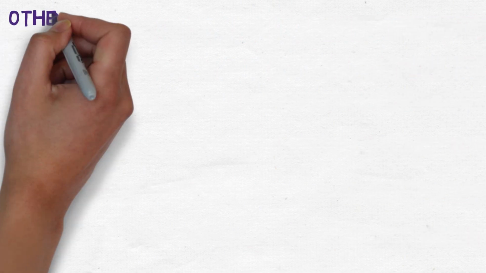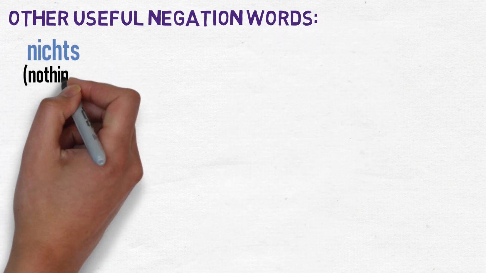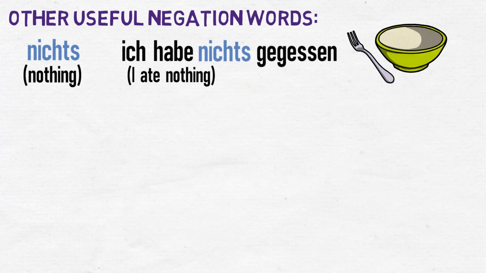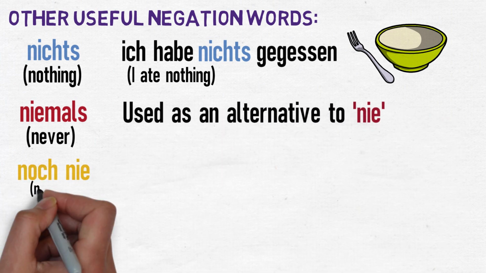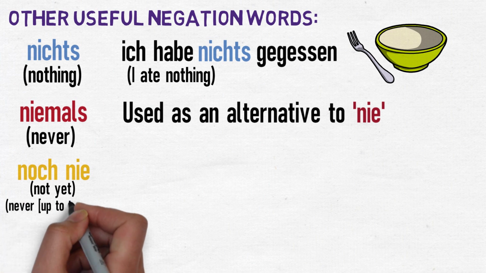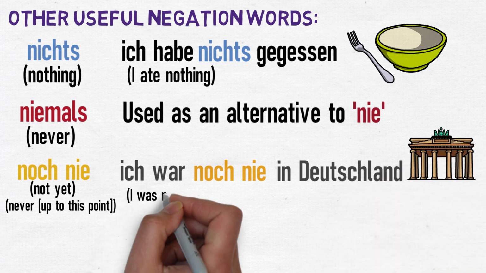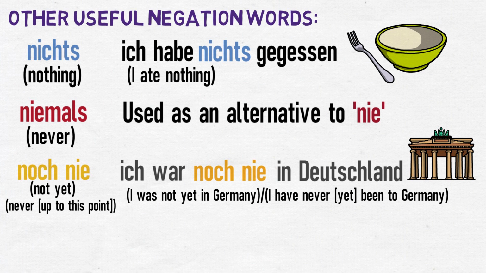Finally, there are some other words which can cause negation, but are used in interesting ways. These are nichts, meaning nothing. For example, ich habe nichts gegessen, I ate nothing. Niemals, meaning never, and this is an alternative to nie. Noch nie, which means not yet or never up to this point in time. For example, ich war noch nie in Deutschland. I was not yet in Germany. Or I have never been to Germany. Or I've never yet been to Germany.